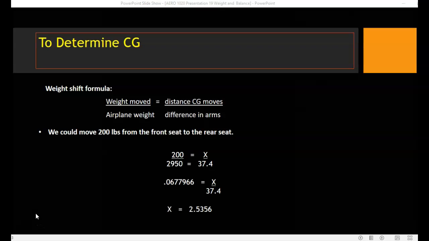Well, that's the end of presentation number 18 on weight and balance. The next presentation, 19, will be on load factor.